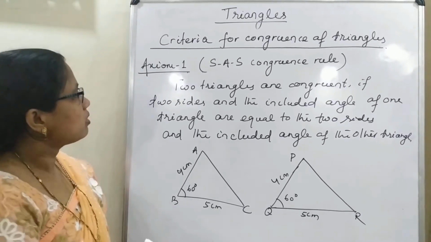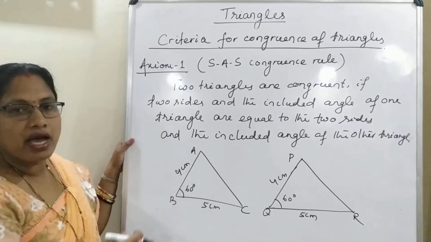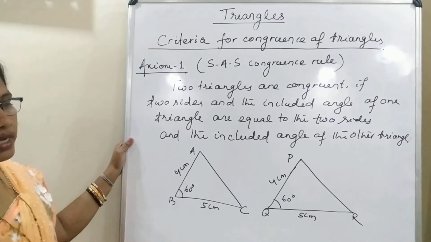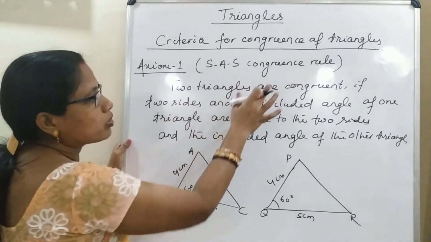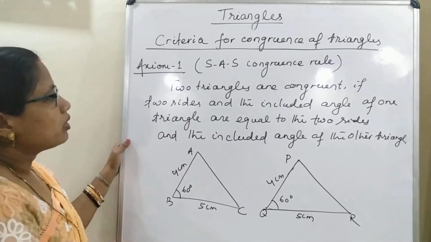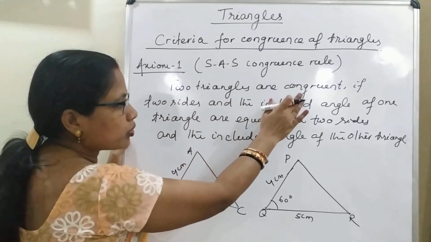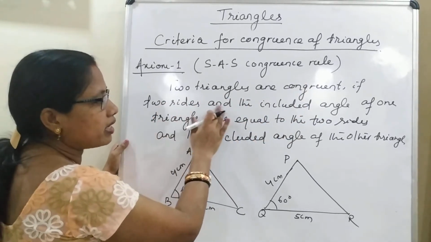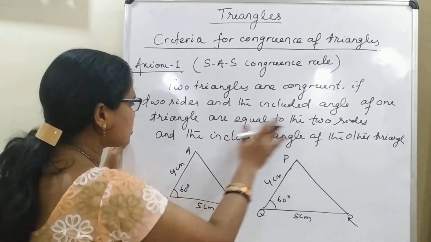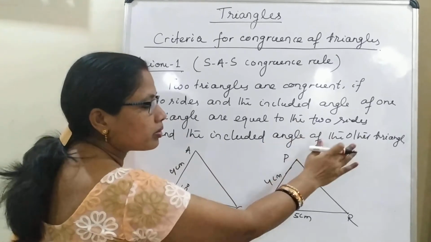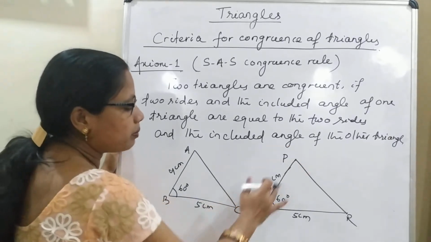So let us discuss some criteria for congruence of triangles. The first axiom is known as the SAS congruence rule. This is the side-angle-side congruence rule for triangles. So what is that axiom? The statement is: two triangles are congruent if two sides and the included angle of one triangle are equal to two sides and the included angle of the other triangle. Here two triangles are given, ABC and PQR.